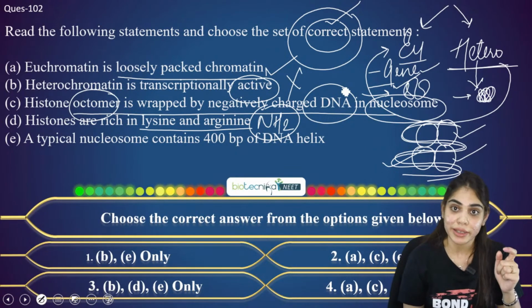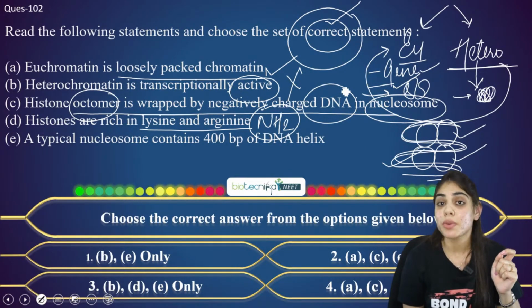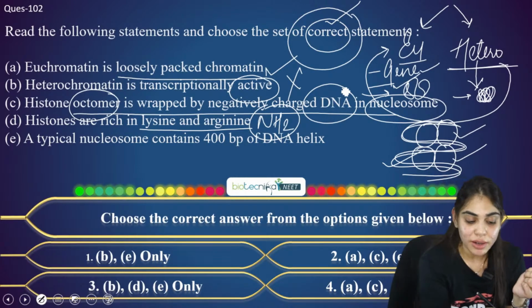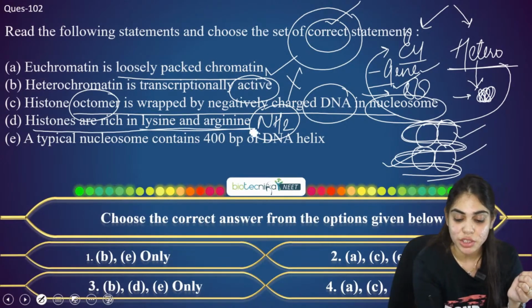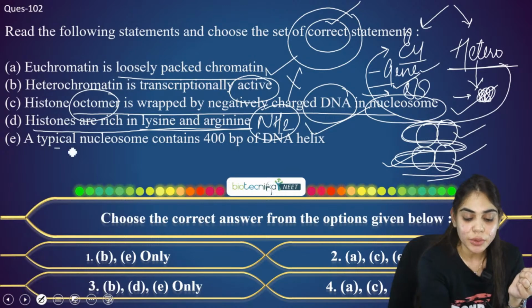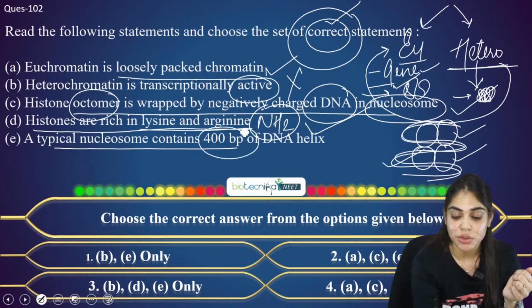But the histone octamer is positively charged because of the positive charge of basic amino acids like lysine and arginine. So now let's see statement D. Histones are rich in lysine and arginine. Right statement. C also was right. A typical nucleosome contains 200 base pairs of DNA helix.